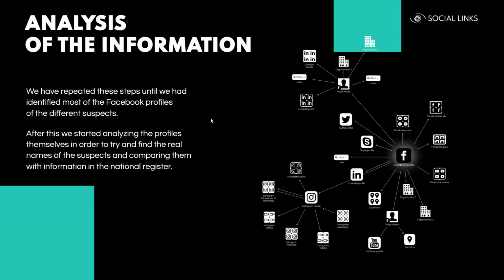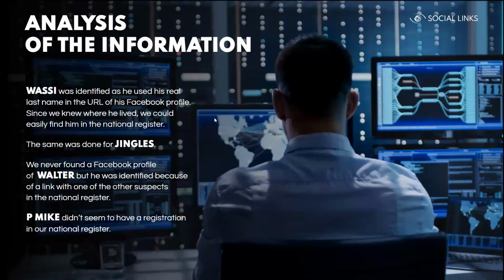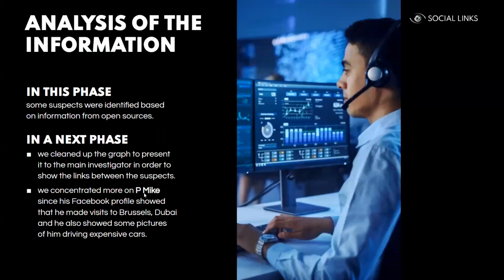So here you see that we have repeated these steps until we had identified most of the Facebook profiles. Wasi was identified as he used his real last name in the URL, and since we knew where he lived, we could easily find him. Same was done for Jingles, and we could never find a Facebook profile of Walter. P-Mike didn't seem to have a registration in our national registry.